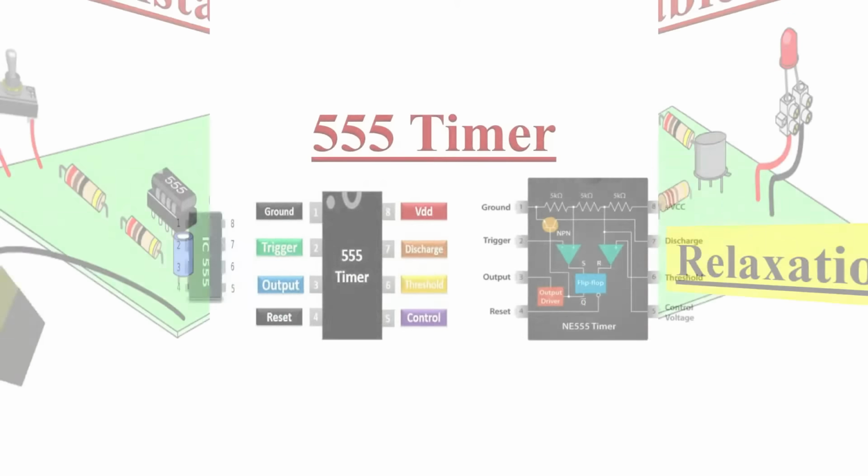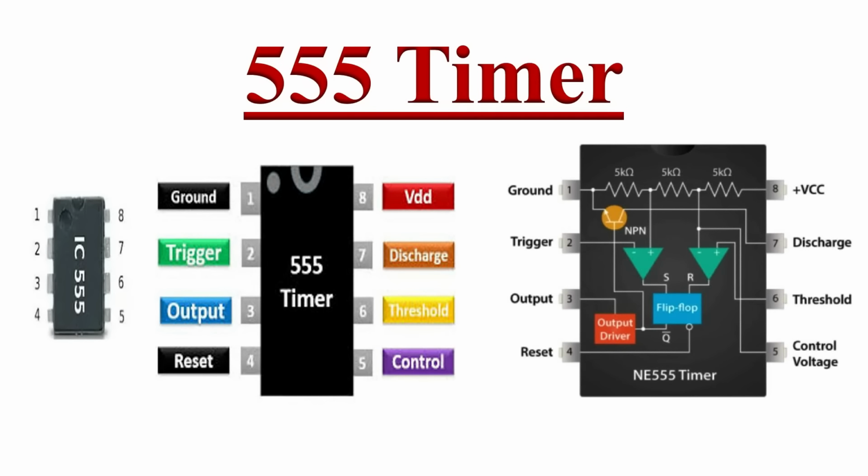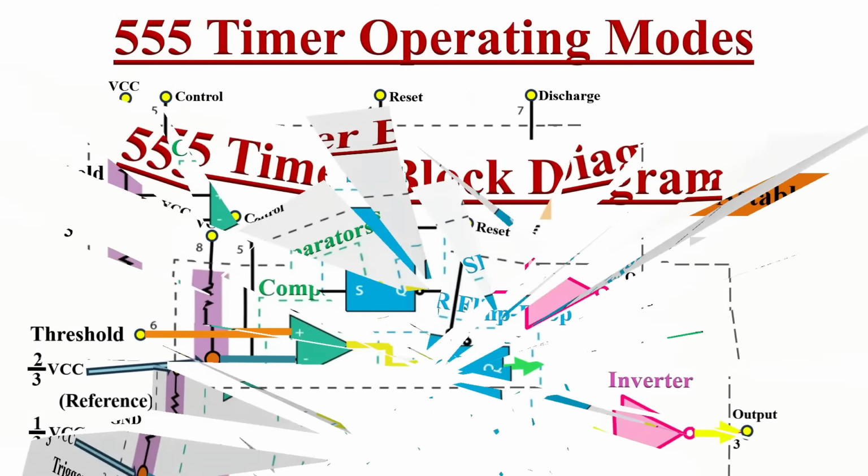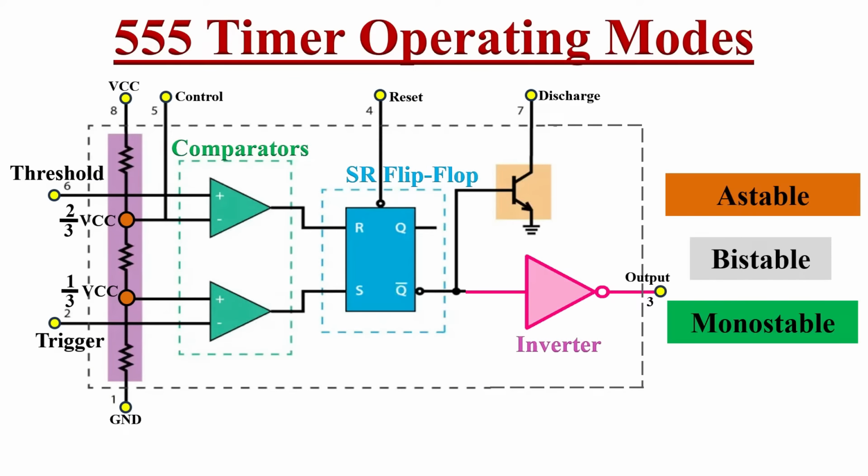In the previous video, we discussed 555 timer IC working and internal construction in detail. We discussed that by altering the voltage levels at threshold and trigger pins below or above the reference voltages of 2/3 and 1/3 VCC levels, we can alter the output voltage level. The 555 timer IC has three operating modes: astable, bistable and monostable. Let's see how the 555 timer works in an astable mode.